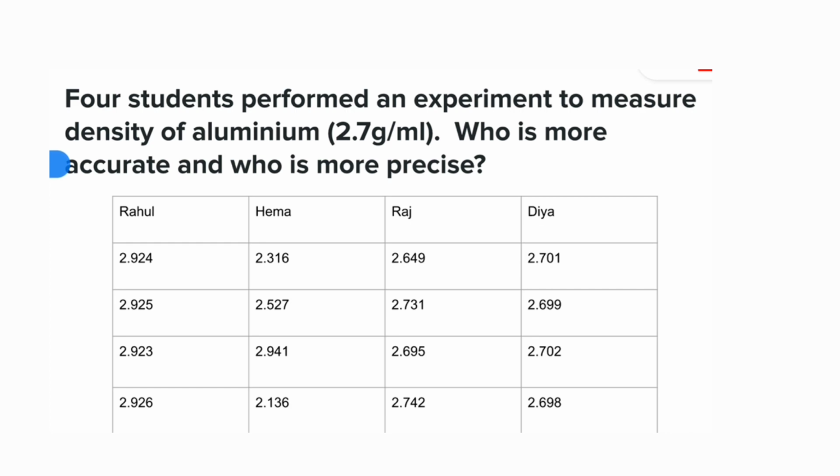So all your confusions regarding accuracy and precision will be clear using this example. Four students, Raj, Hema, Rahul and Diya, they perform an experiment where they have to measure the density of aluminium whose true value is 2.7 grams per milliliter. It's not SI unit, but still they have measured it in CGS units, grams per milliliter. Who's more accurate and more precise? Look at Rahul's reading 2.924, 2.925, 2.923, 2.926. You will see all these four values, they are close to each other. But are they close to the actual value 2.7? No.